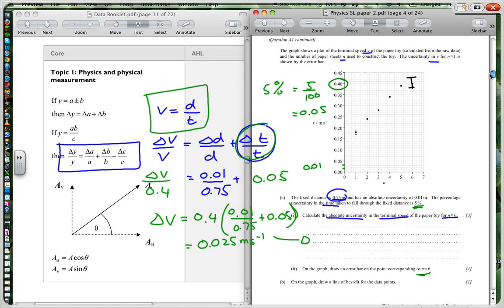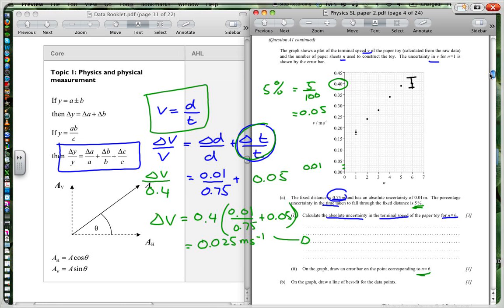I don't know how accurate that is. That doesn't look very accurate. Hopefully you, using a pencil and ruler on your diagram, will give a much better one. But you're going 2.5 either way from that point over there, because that would be your plus minus value.